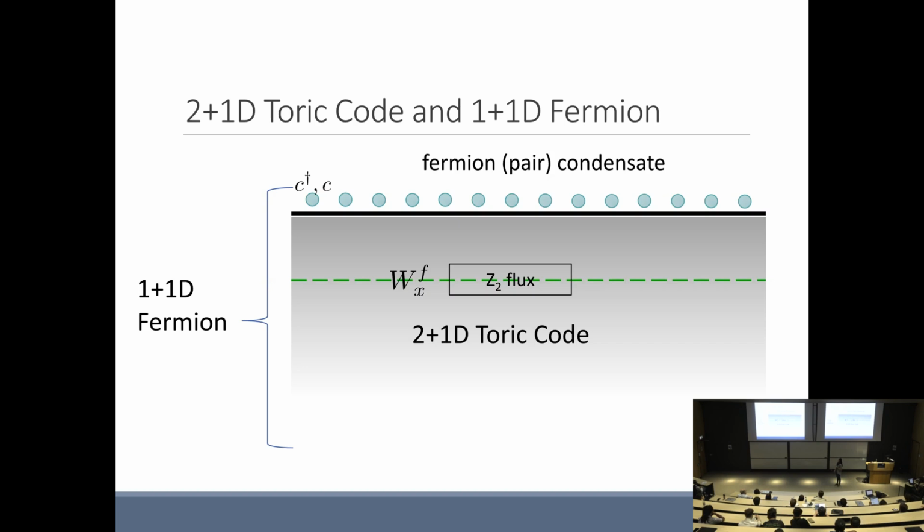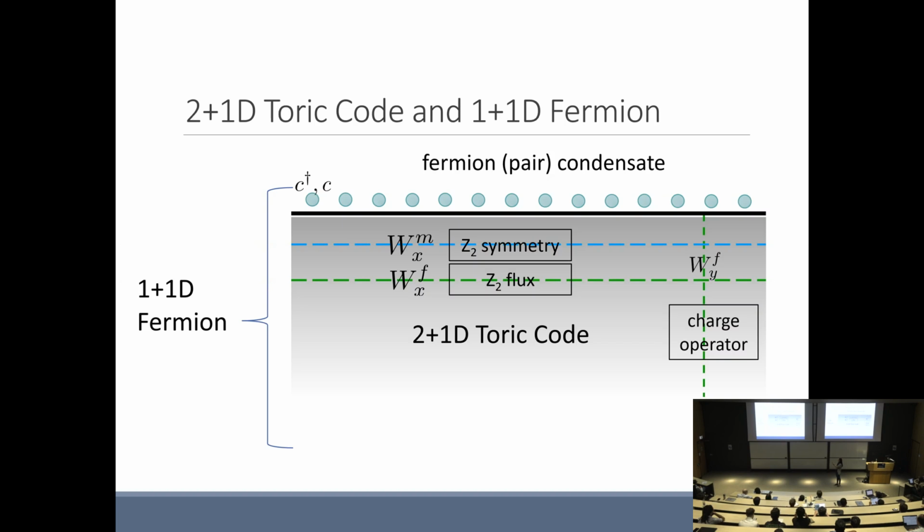There are some string operators in the bulk that measure the symmetry flux. In this particular case, it's the fermion string operator that measures the flux, and then the other string operators will give us the symmetry charge. And then tunneling anyons in the vertical direction will give us the charge operator and the flux operator. So it's literally parallel stories.